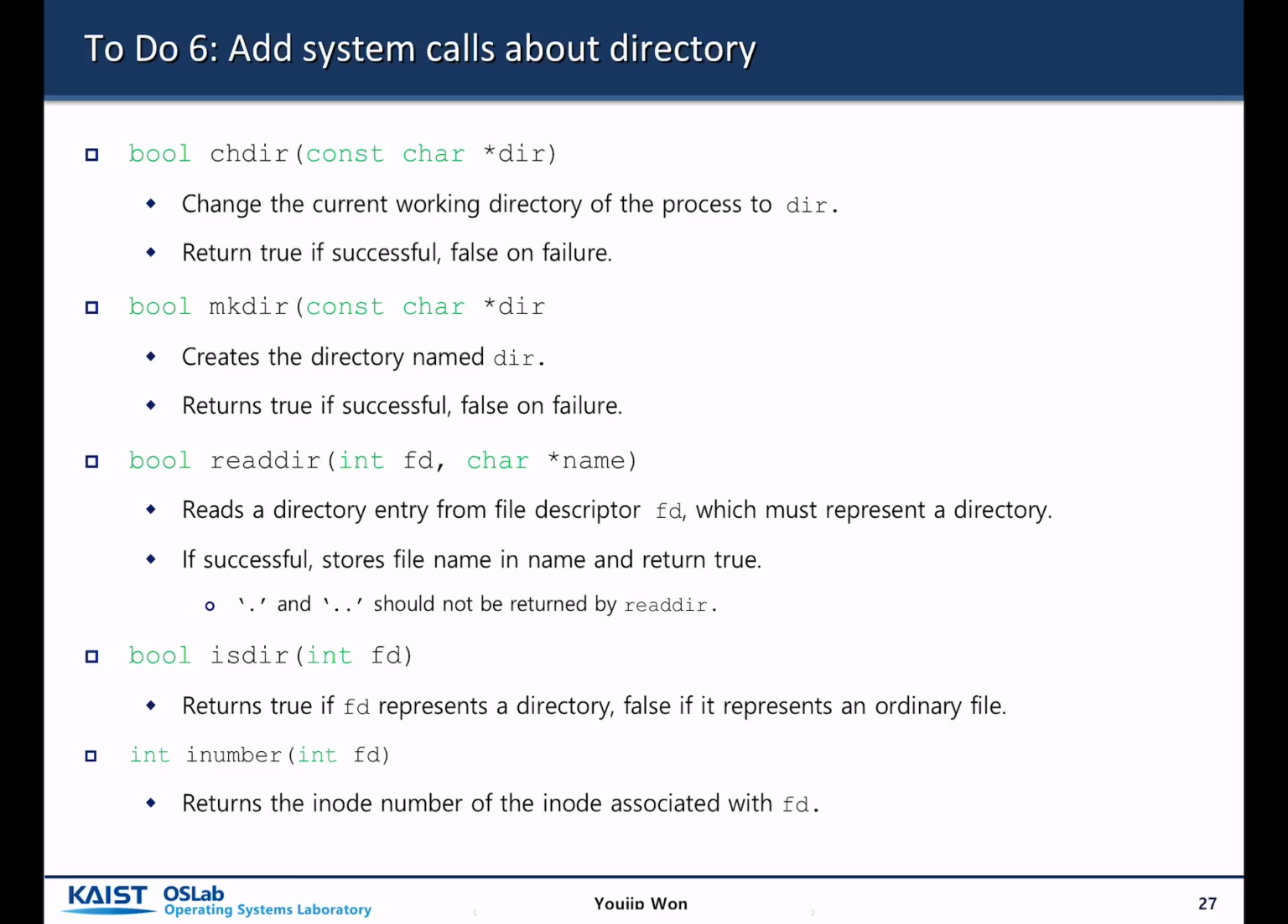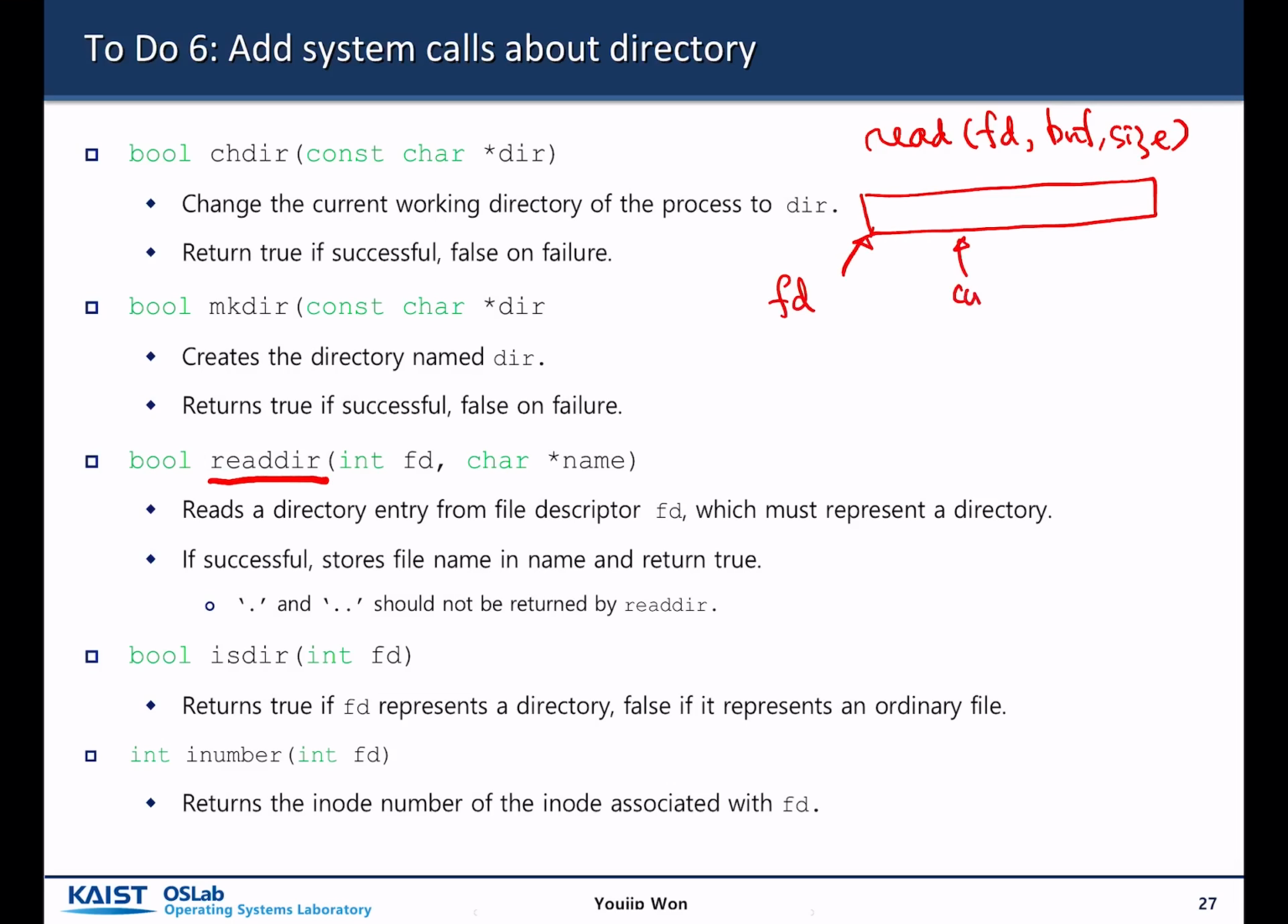Let me explain the concept of readdir. It requires a little bit of elaboration. In reading a regular file, we use the function read and pass the parameters buffer and size. The file is represented by a file descriptor, and there is a current offset. When the read system call is called, the file system reads size amount of data starting from the current offset position. This is read. Readdir is similar but different.